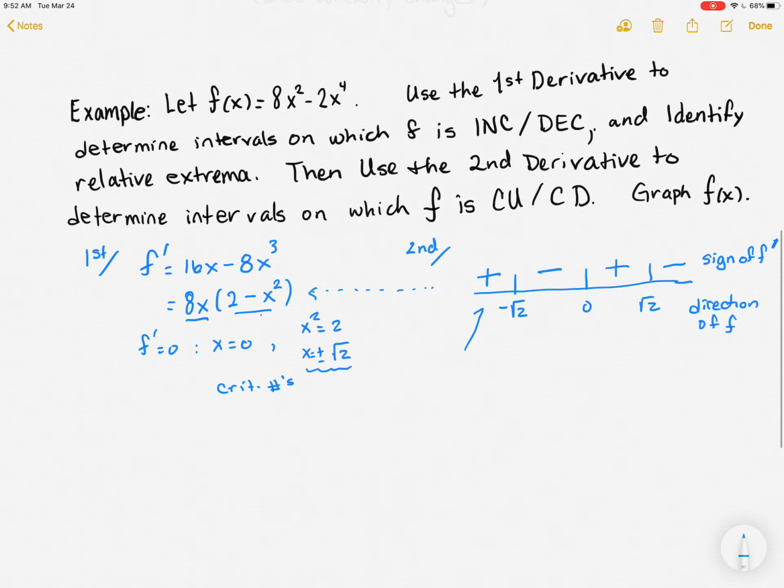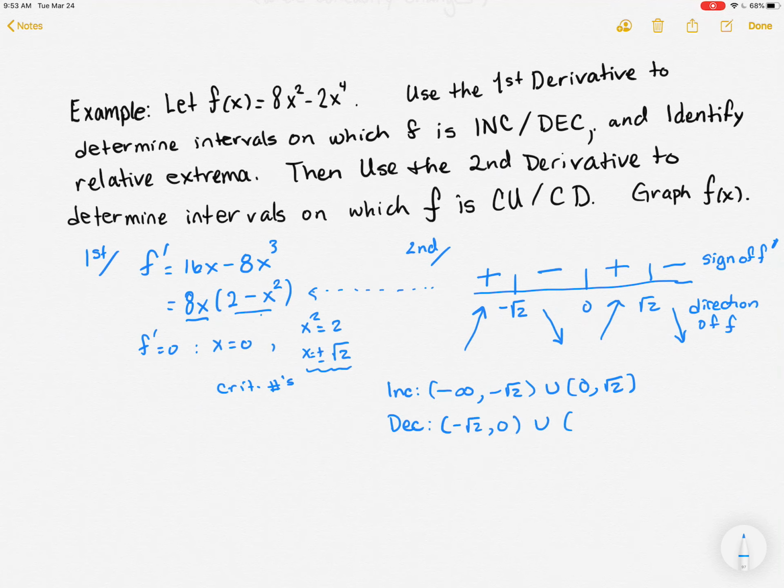And the direction of f is that it rises where it's positive and falls where it's negative. Up, down is the way it looks. So we write it like this: it's increasing to the left of negative square root of 2, and then again between 0 and the positive square root of 2. The graph is decreasing between negative root 2 and 0, and then again beyond positive square root of 2. Which gives us a relative max at both of the square roots, and a relative min at 0. So that takes care of everything with the first derivative.